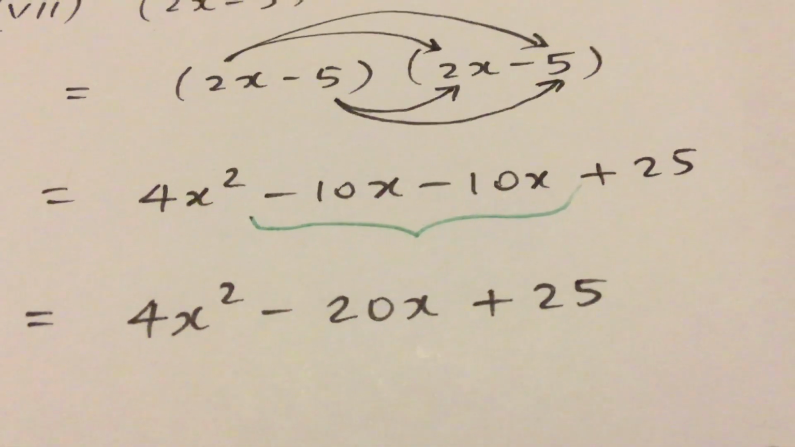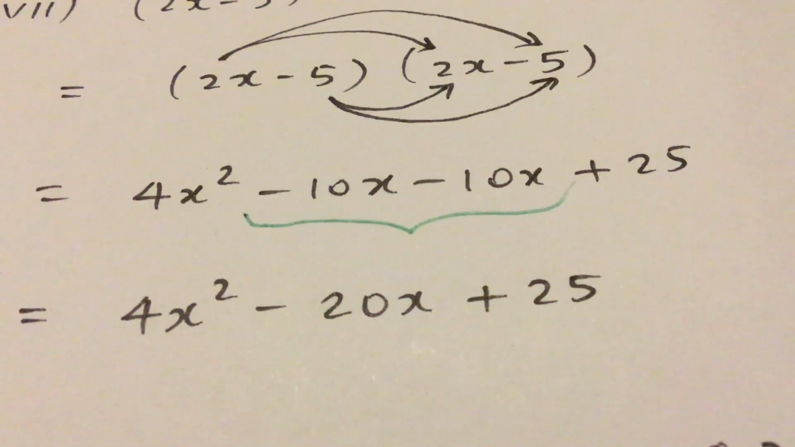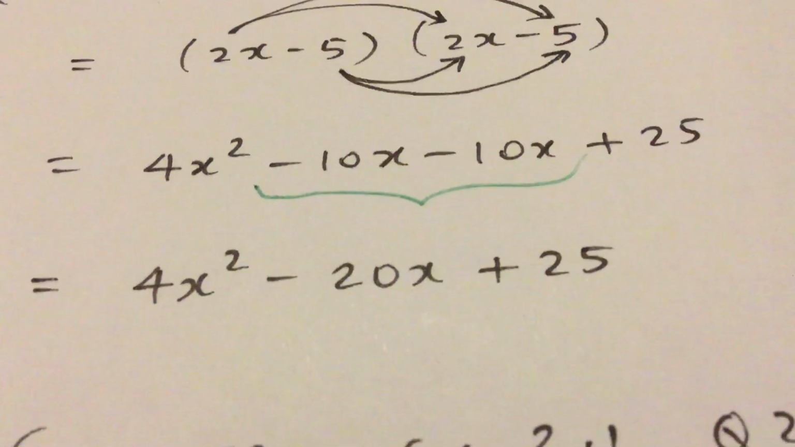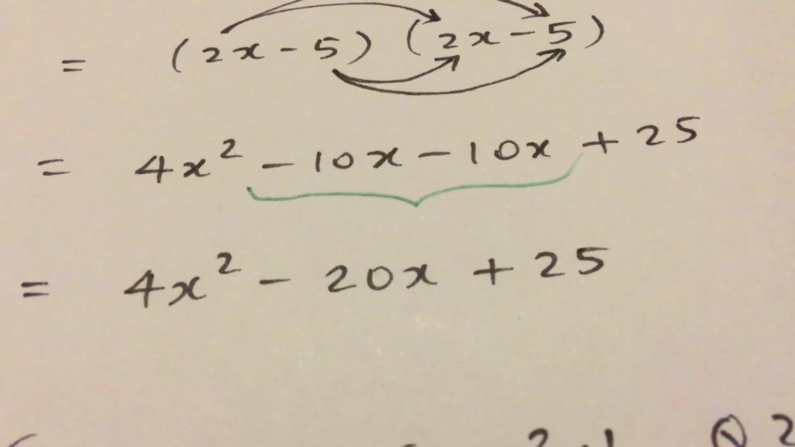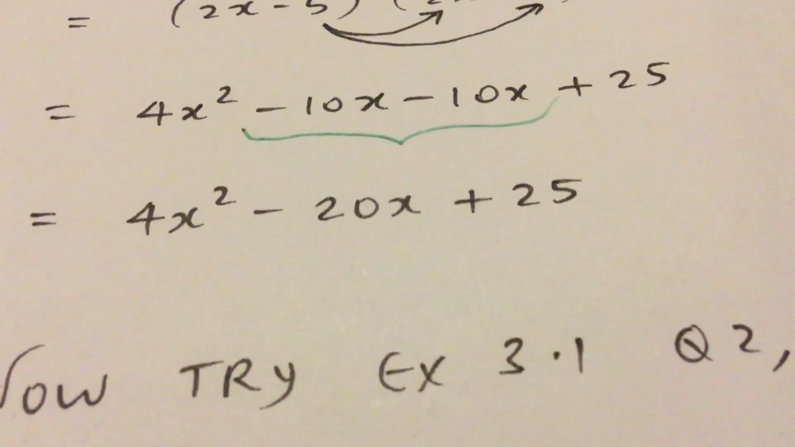Adding the like terms, again negative 10x and negative 10x, you see both of them are negative. That means you spent $10 and then you spend $10 again. That means you spend $20. So be careful when you spend your money. So negative 10 and negative 10 give you negative 20x. Again, the final answer is 4x squared take 20x plus 25.